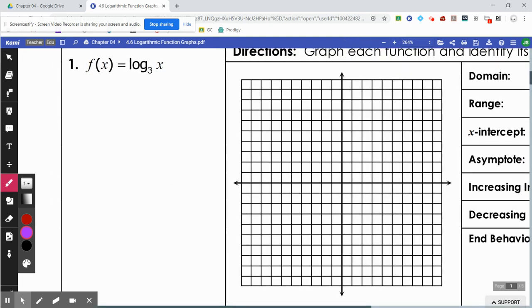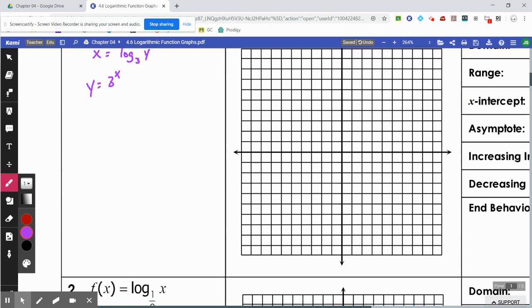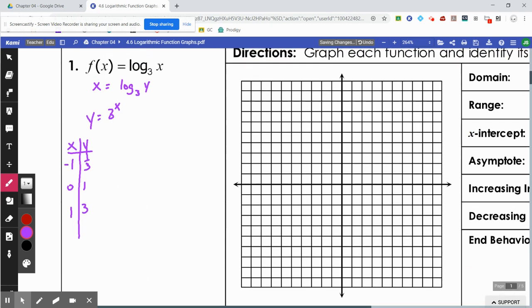So instead of graphing y equals log base 3 of x to begin with, I'm first going to find the inverse of that. I'm going to switch this to x equals log base 3 of y. And when you solve that or write it in exponential form, you have y equals 3 to the x power. So let's do a t-table for y equals 3 to the x, just because it's so much easier. Let's plug in values like negative 1, 0, and 1. When you do, 3 to the negative 1 is a third, 3 to the 0 is 1, and 3 to the first is 3. However, we don't want to graph that.